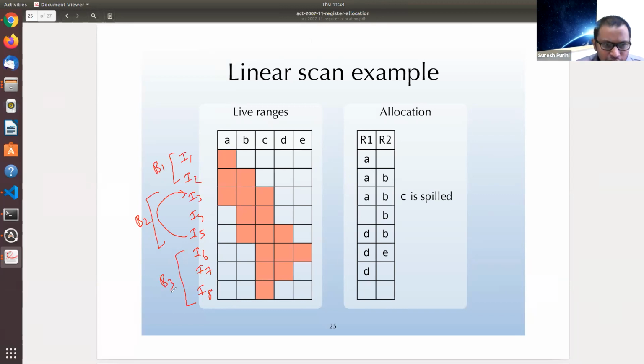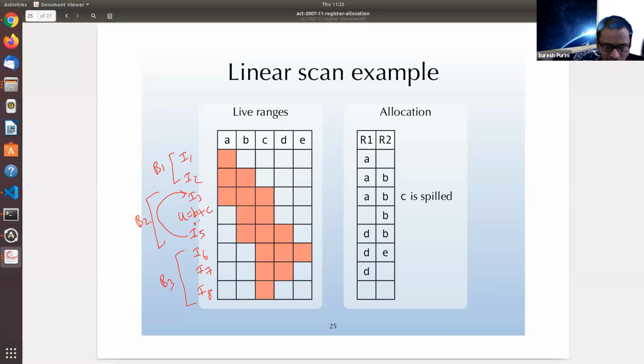Let's say you consider variable B, and instruction I4 can be something like this. Instruction I4 is U equals B plus C. If you see that instruction, we consider variable B live even at instruction I5, because if you go back, there is a path starting at this program point along which the variable B is used before it is being defined. So because of that, we think of the variable B as still live at this particular program point.